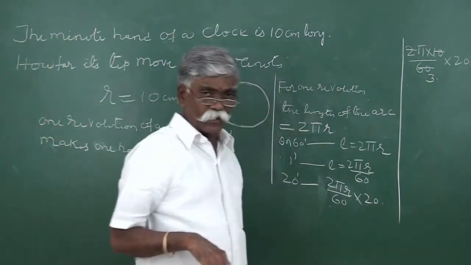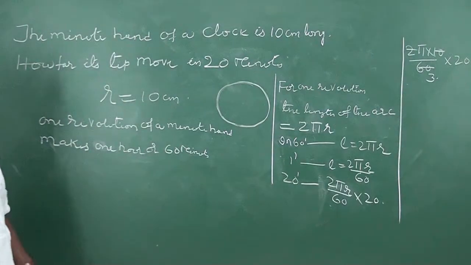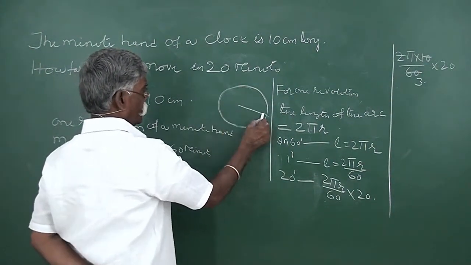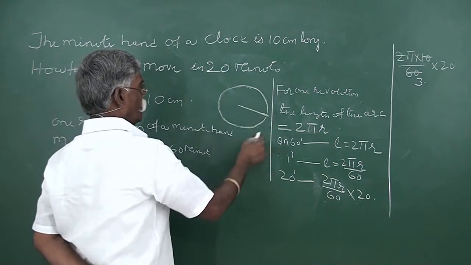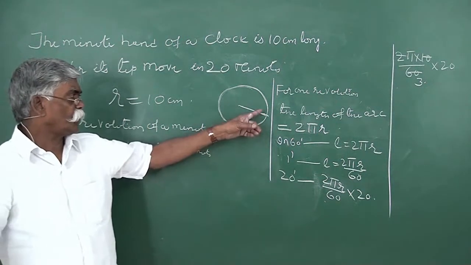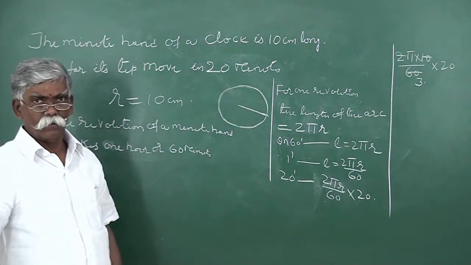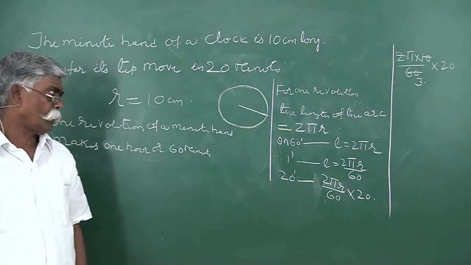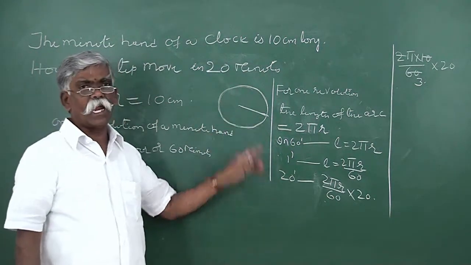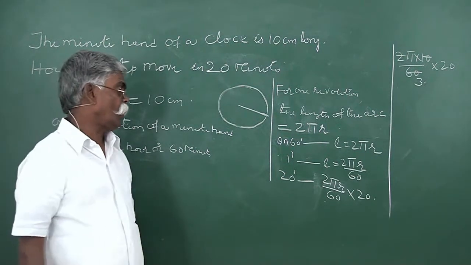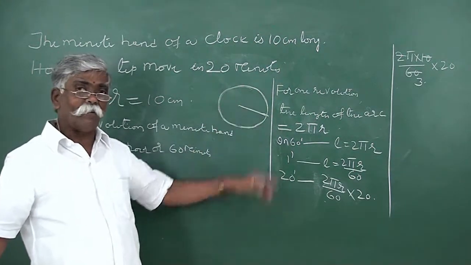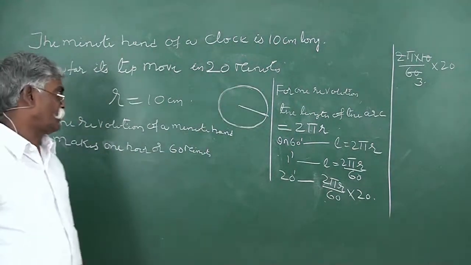So the distance moved is 20 pi by 3. If we take this as the minute's hand, this minute's hand makes one complete revolution, and after making a complete revolution, the distance traveled by the tip is 2 pi r, and in that 2 pi r, the angle made by it is 360 degrees, and for that the time taken is 60 minutes.